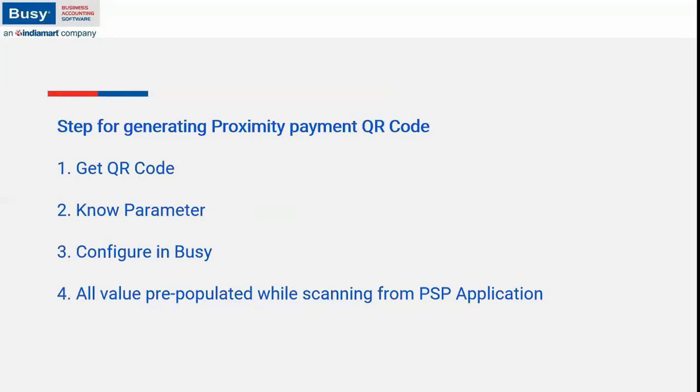So here are the steps for generating the proximity payment QR code. Point number 1, get the QR code. Point number 2, know the parameter. The parameter I'll explain to you practically. Third, configure in Busy. And fourth, all values are pre-populated while scanning from the PSP application. So these are the 4 steps we need to follow to configure the payment QR code in Busy.